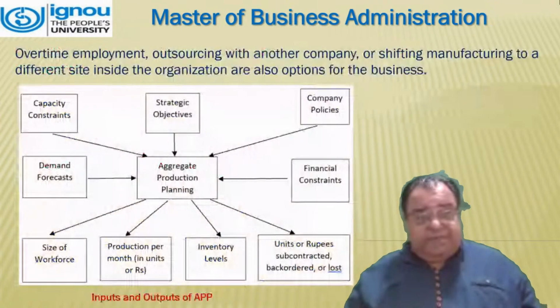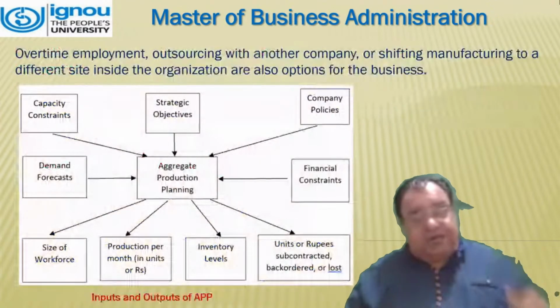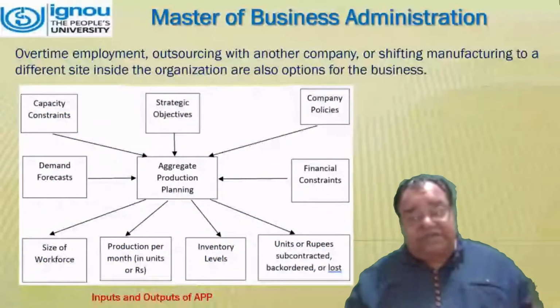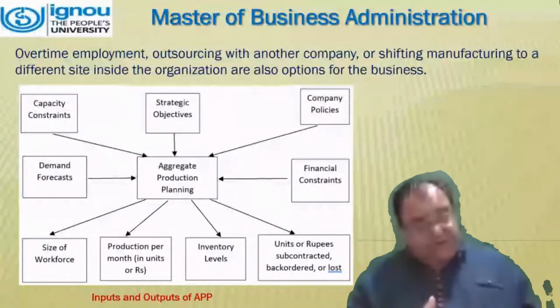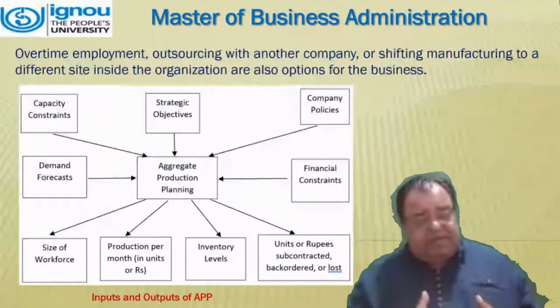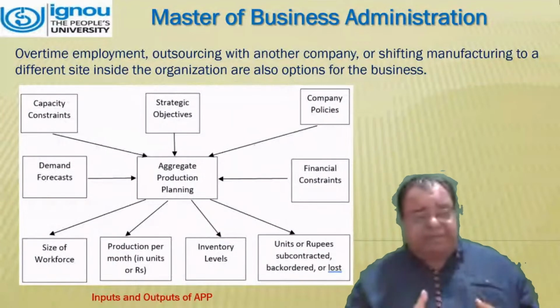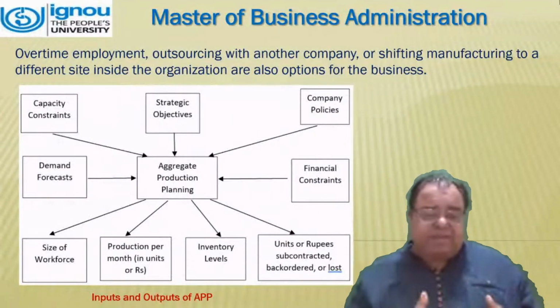Overtime employment, outsourcing with another company, or shifting manufacturing to a different site inside the organization are also options for the businesses. Here, we can see what the different inputs and outputs of APP are. We are talking about aggregate production planning.